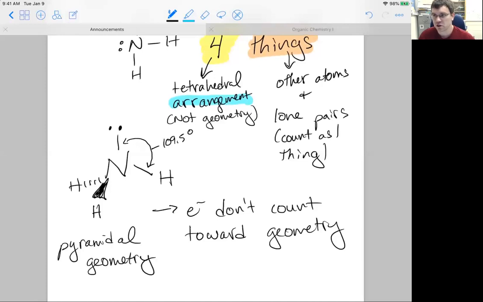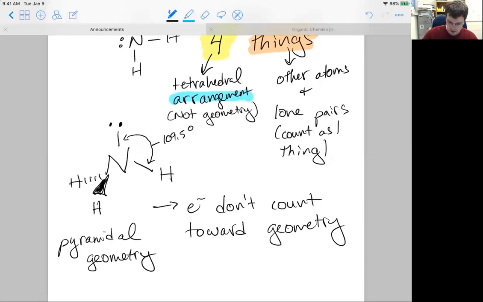And sometimes people call it a trigonal pyramidal. I prefer just to call it a pyramidal to remind myself that it's just kind of like a pyramid. So this is our pyramidal geometry. It's a tetrahedral arrangement of 4 things, but one of those things is a lone pair of electrons, which we can't see. You cut off the top of methane, it looks like just a pyramid. So we're going to call it a pyramidal geometry.